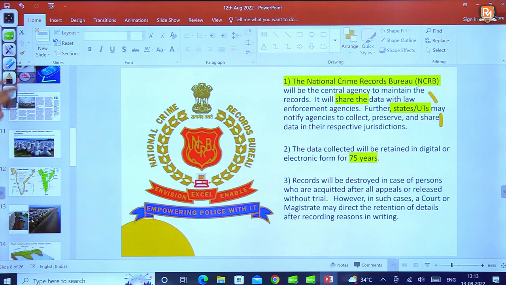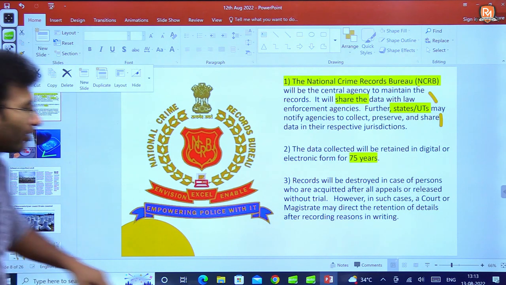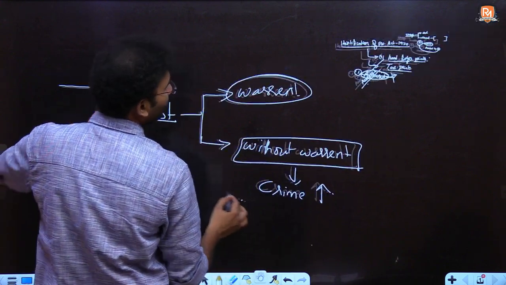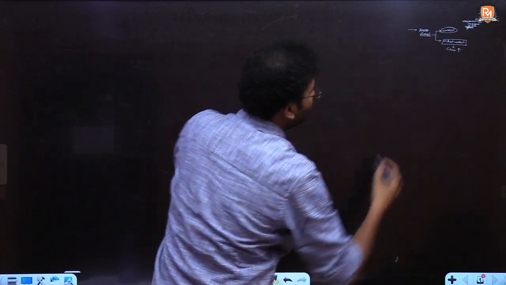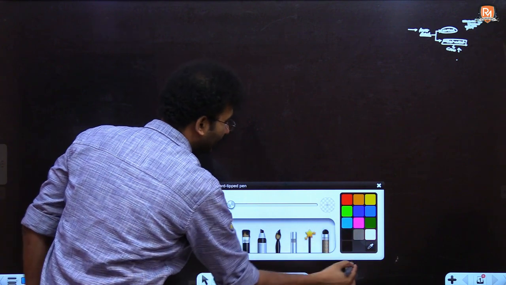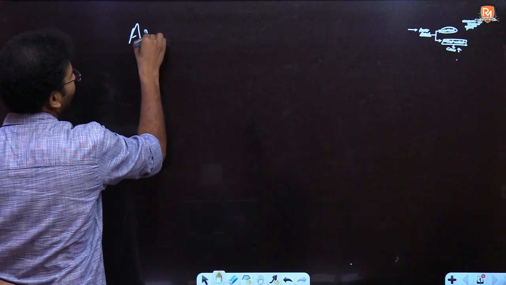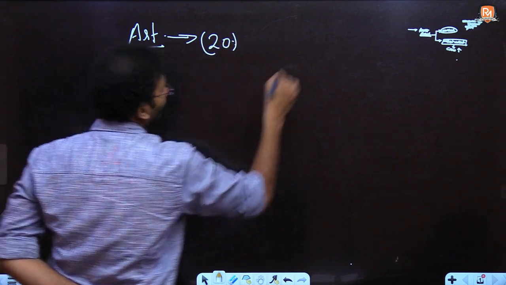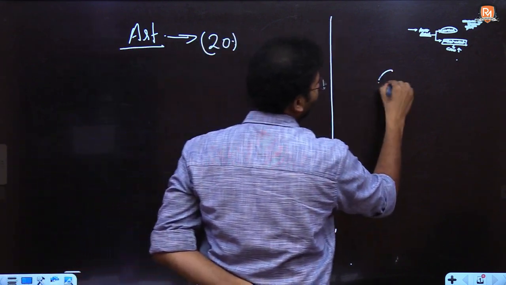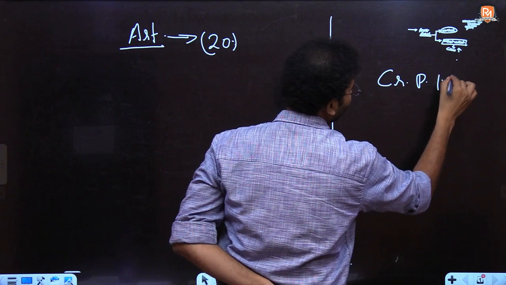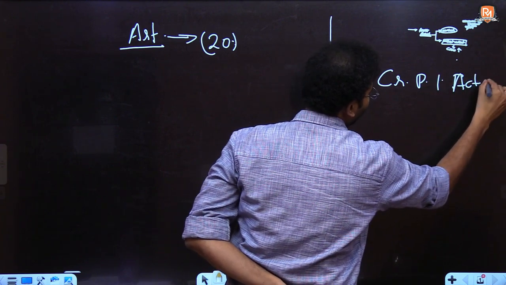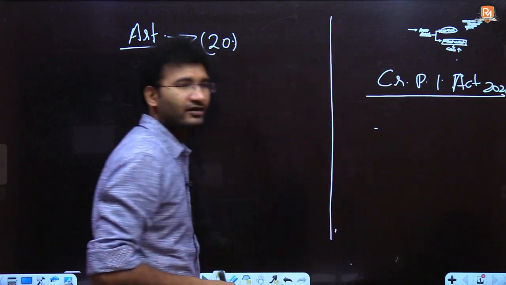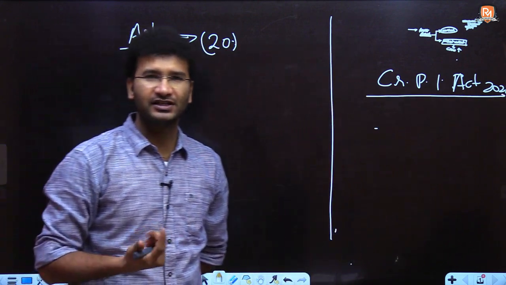Now, the next, let us look into the problems that are associated with this bill and also with respect to Article 20. Okay. I hope everyone knows what Article 20 talks about, and also about the Criminal Procedure (Identification) Act of 2022. It says that they can collect samples, right? Samples of biological samples and physical samples.